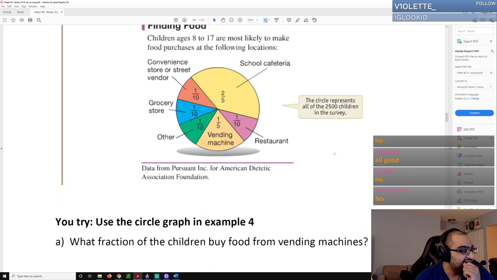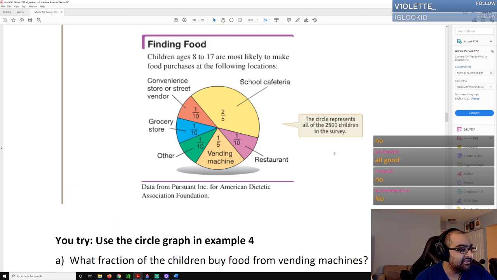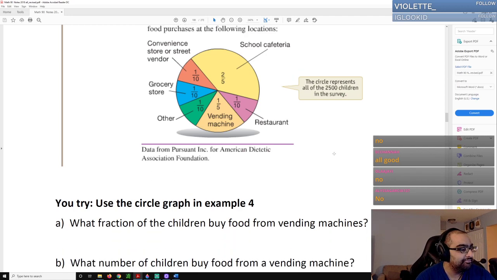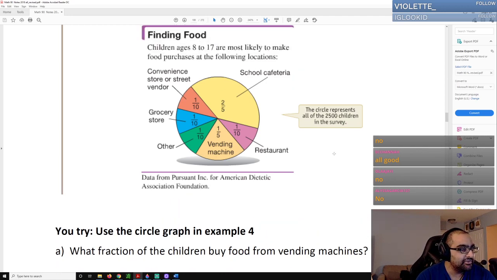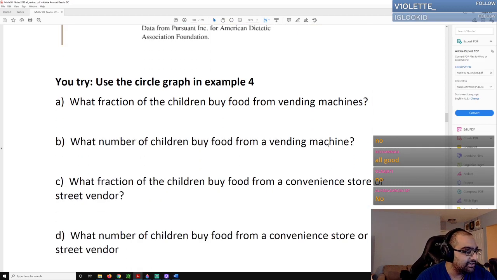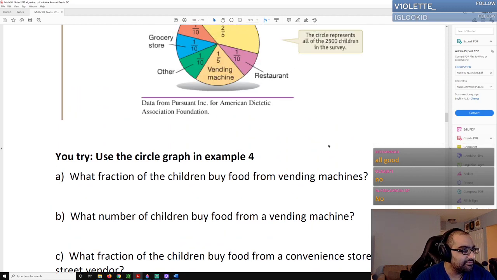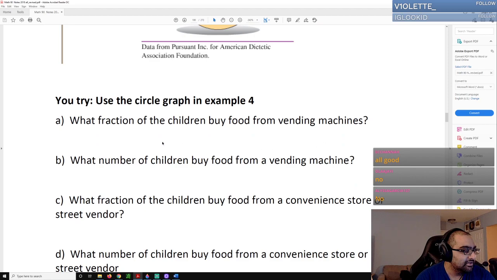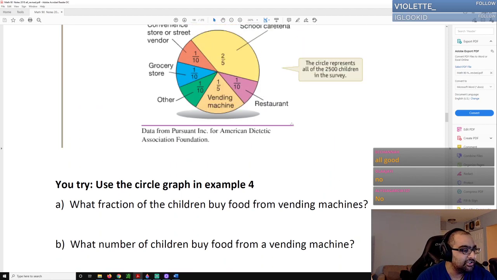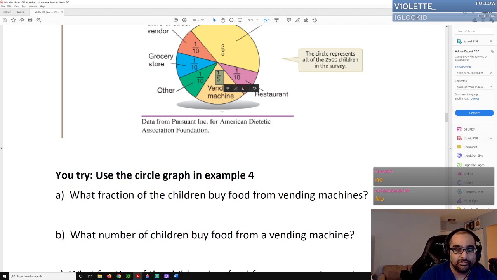All right, let's take a look here at this next one. This next one here is using a circle graph. So let's take a look at a couple of these problems. It says, what fraction of the children buy food from a vending machine? Well, as you can see here, the fraction would be 1/5 according to the circle chart.